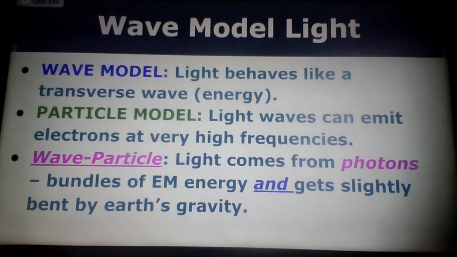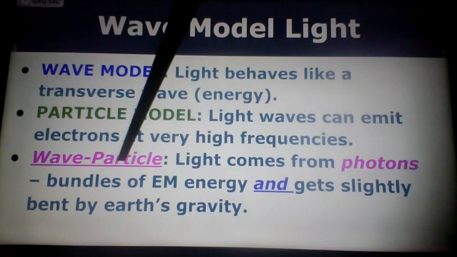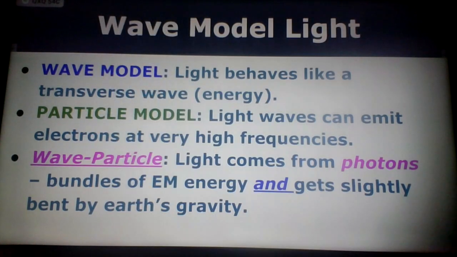The wave particle theory of light says light comes from photons. We've talked about those before. Very small bundles of light energy, electromagnetic radiation. And, as I said a moment ago, light waves can get very slightly bent by the Earth's gravity. So the wave model of light considers waves as both energy and as mass with teeny tiny bits of particle, but just very slightly. But there's your wave model of light. Ready?